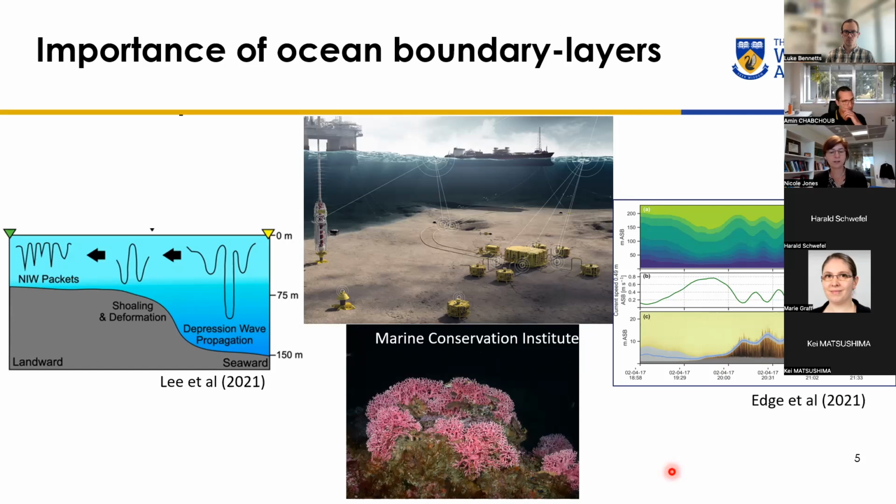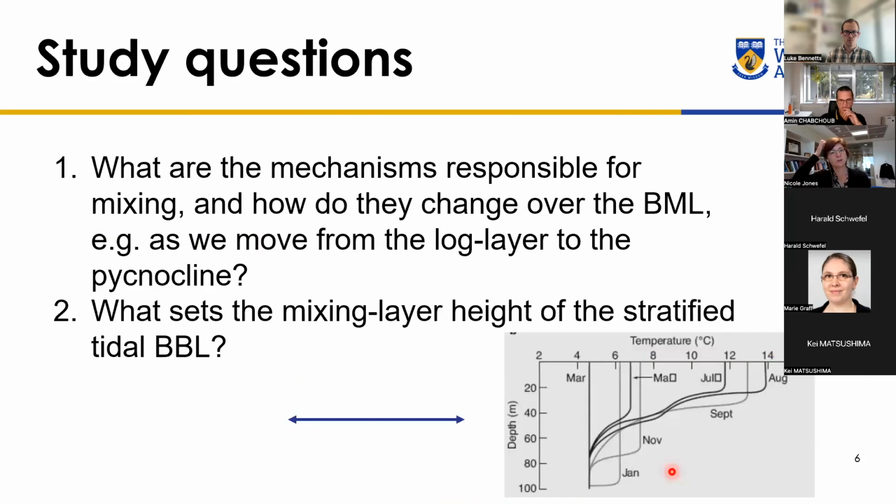So today we're going to focus on these bottom boundary layers, and in particular in a stratified oscillatory environment. So we're going to look at the mechanisms responsible for mixing and how they change over that bottom mixing layer. So for example, as we move from the inertial log layer up into the capped pycnocline above it, where the stratification begins. And we're also going to look at what sets the mixing layer height and whether we can model that quite well for a stratified tidal bottom boundary layer.